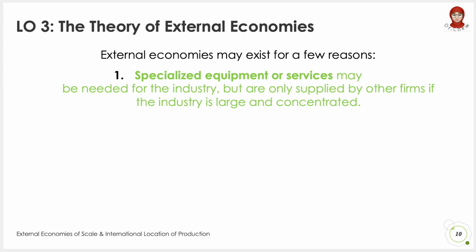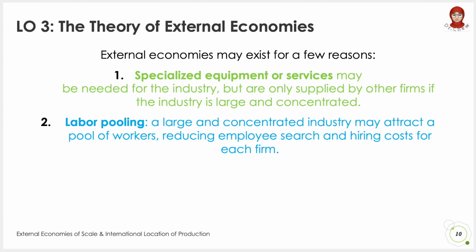For example, Silicon Valley in California has a large concentration of silicon chip companies, which are serviced by companies that make special machines for manufacturing silicon chips. These machines are cheaper and more easily available there than elsewhere. A second source of external economies is the way that a cluster of firms can create a pooled market for workers with highly specialized skills.